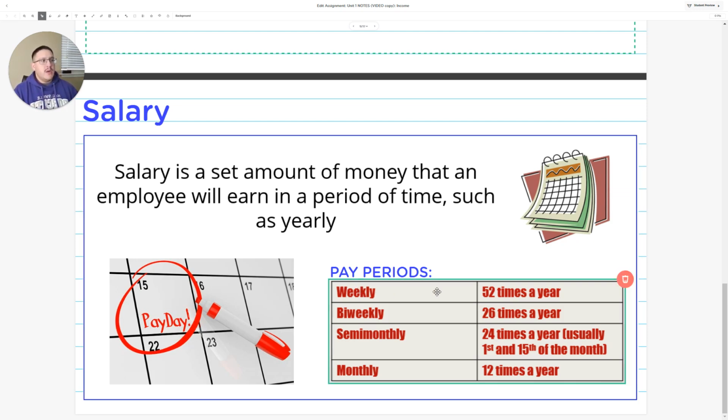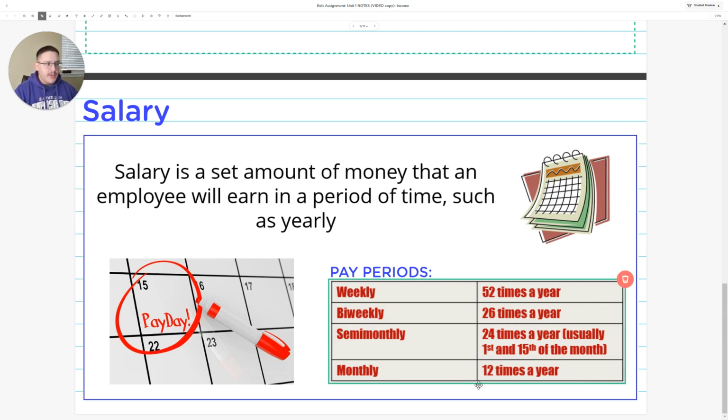So, for example, you could get paid weekly, meaning 52 times a year for your yearly salary. You could get paid bi-weekly, which is every other week, meaning 26 times a year. Semi-monthly, which is twice per month, 24 times in a year, usually the 1st and 15th of the month. Or you could also get paid monthly, which is 12 times a year. Each one has its own pros and cons.